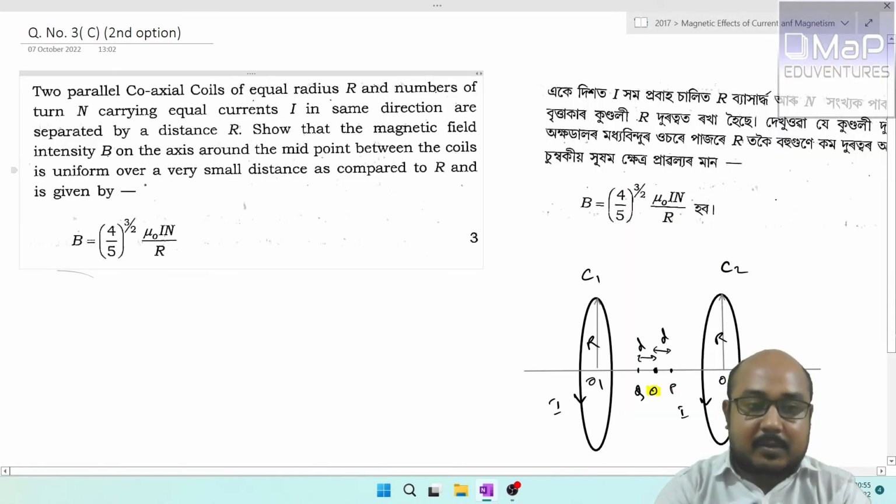For 3C, second option, I have already made a diagram. Two parallel coaxial coils of radius r and number of turns m, carrying equal currents I in the same direction, are separated by a distance r.